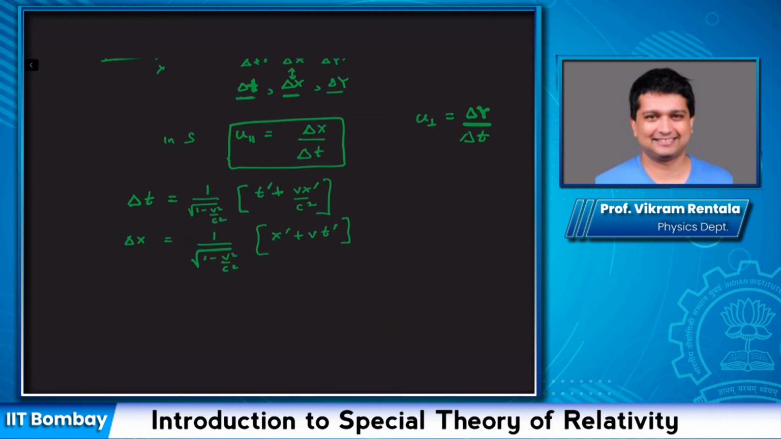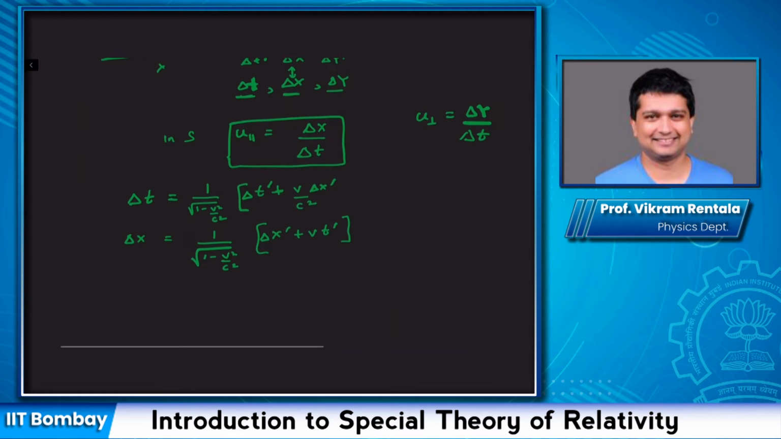So we can plug in, since we're talking about a time interval, we should use delta t prime here. And we should use delta x prime here, and similarly delta x prime here, and delta t prime over here.